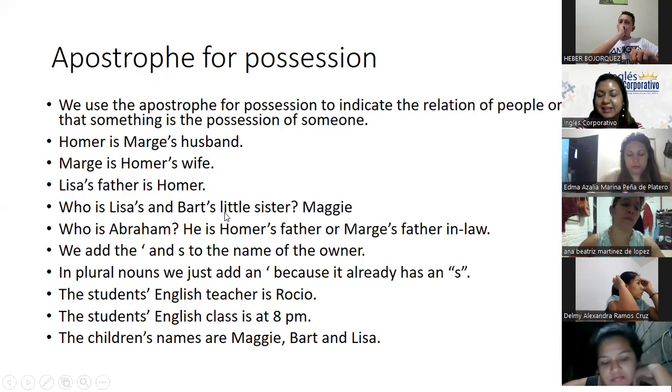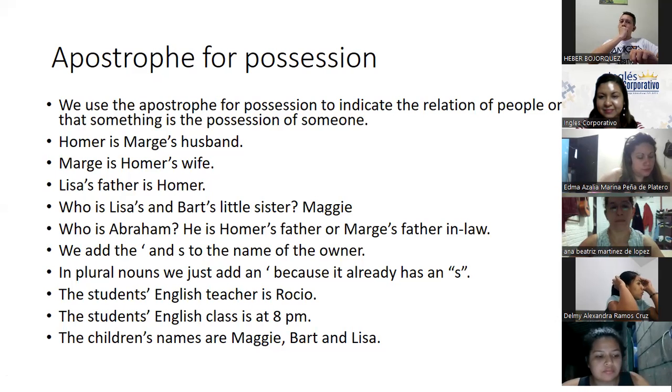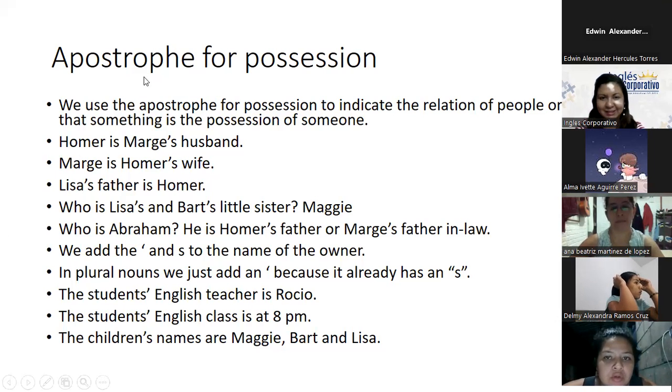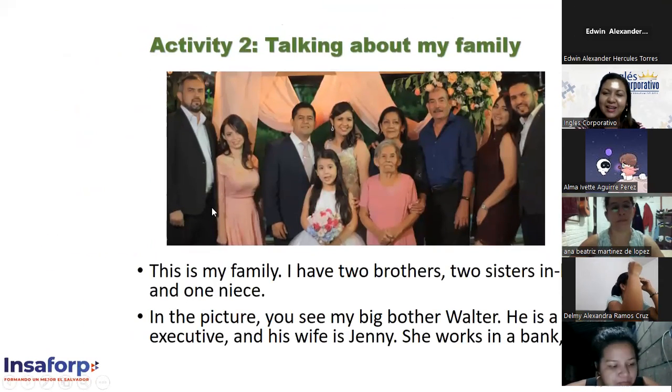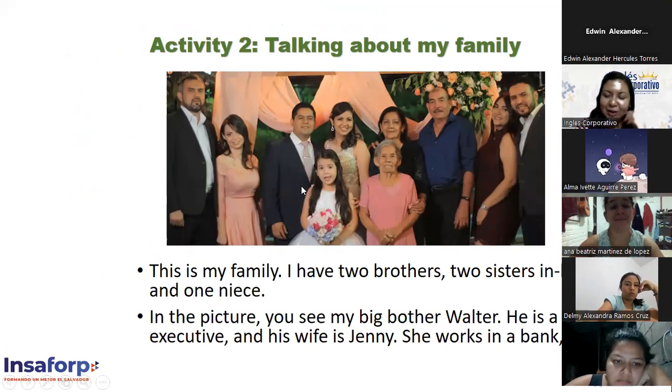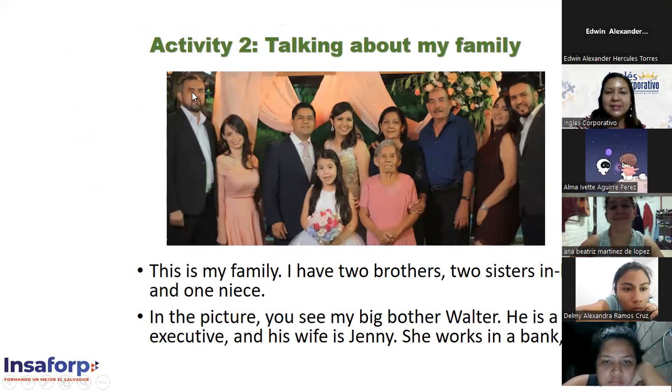Good. So, are you ready for the next activity? Yes, teacher. Okay, students. Okay, talking about my family. This is a picture of my family. I was looking for a picture in which all my family is present, but in other pictures, one is missing. But you can see here, this is my family, my close family. I have two brothers, one on each side, and she is my sister-in-law, my other sister-in-law, he's my husband, my mother, my father, my grandmother, she's very little, and my niece.